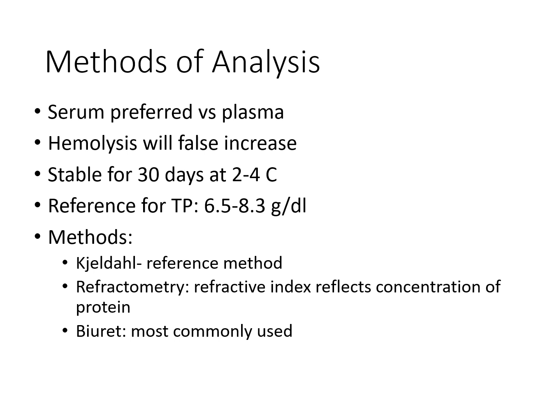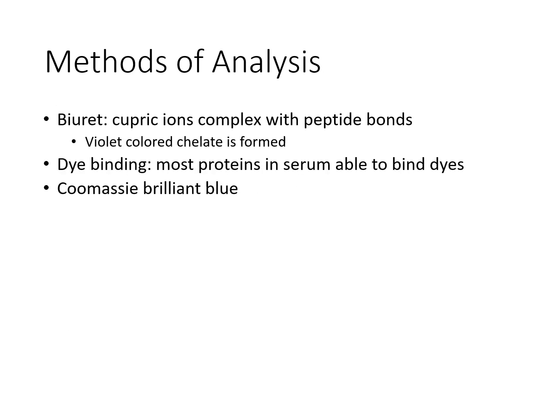Then we have the Biuret method. This is the most commonly used method in clinical labs. So this is the one you'll probably see. It relies on the formation of a colored complex between proteins and copper ions in an alkaline solution. The intensity of the color produced is proportional to the protein concentration.